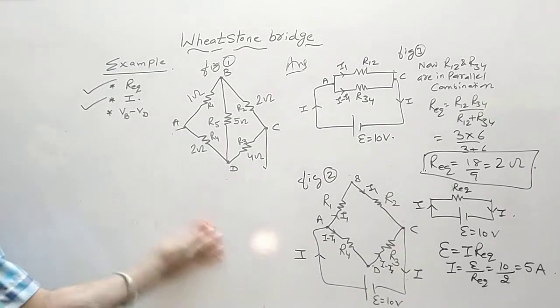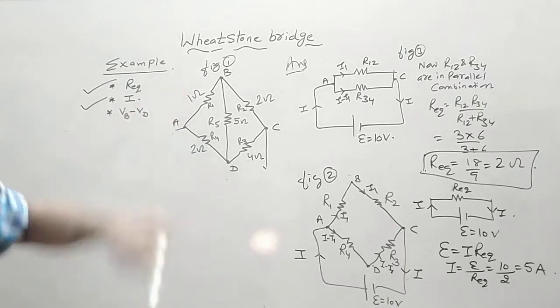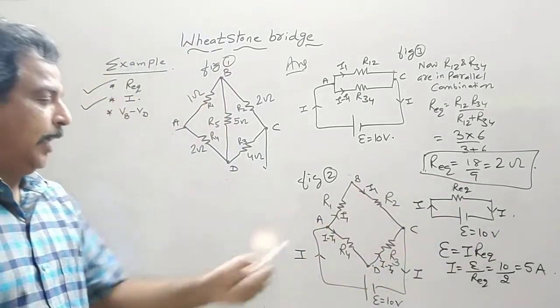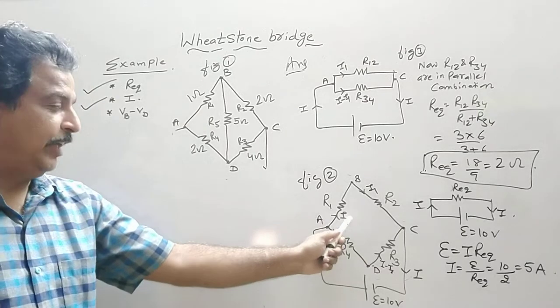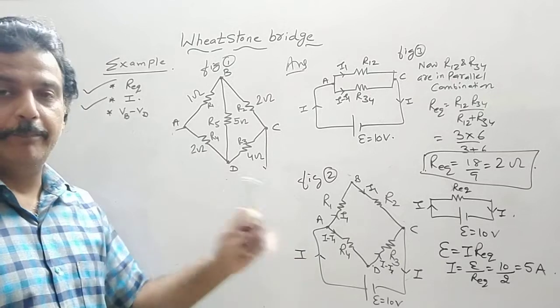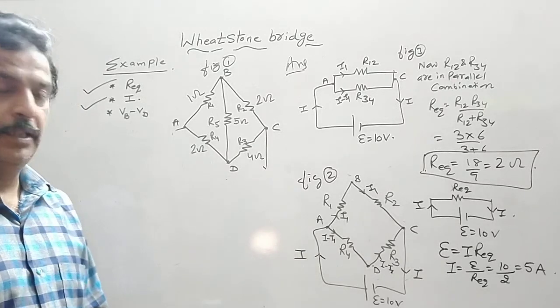We have to find out the potential difference between B and D. We know the R equivalent, everything is found. I need to find out the value of I1. The total current in the circuit is 5 ampere. That is known to us.